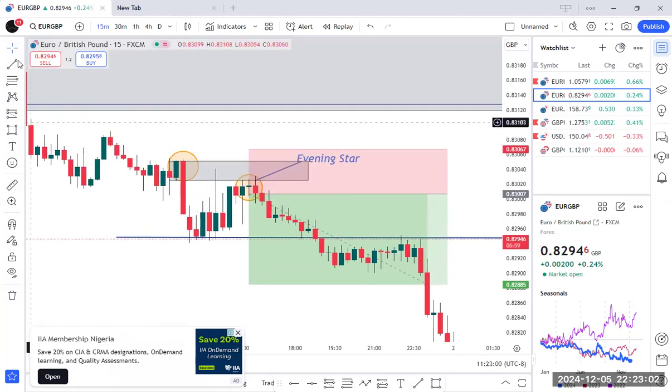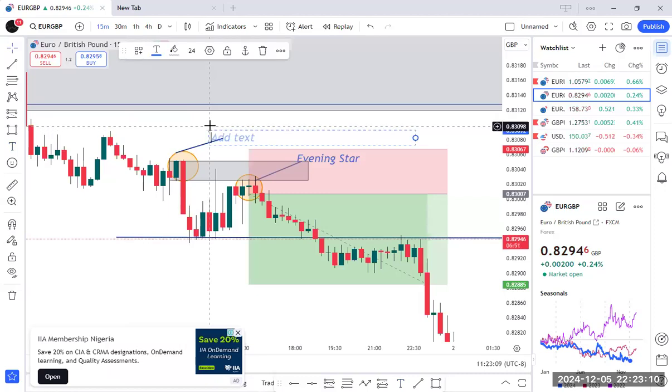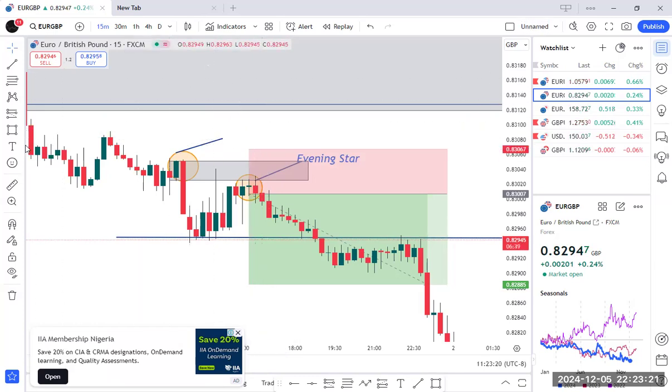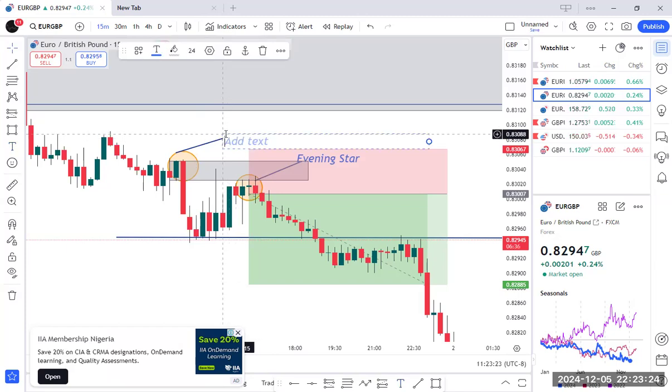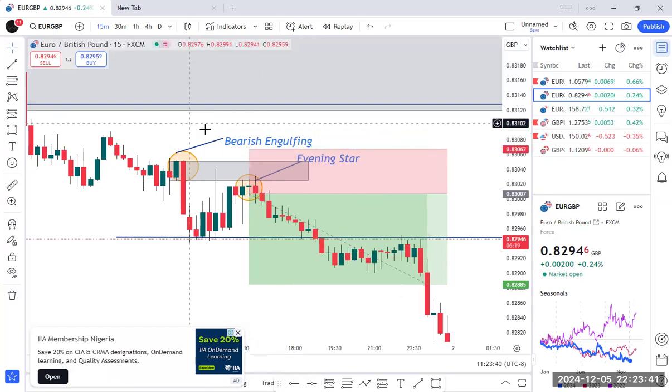Let me write it down. Engulfing candlestick. Bearish engulfing. Sorry, let me change it to bearish engulfing. It's a bearish. Bearish engulfing. This is for the bearish.